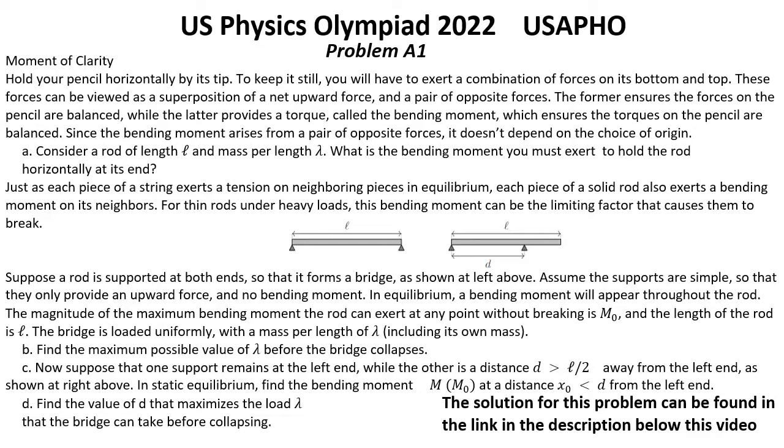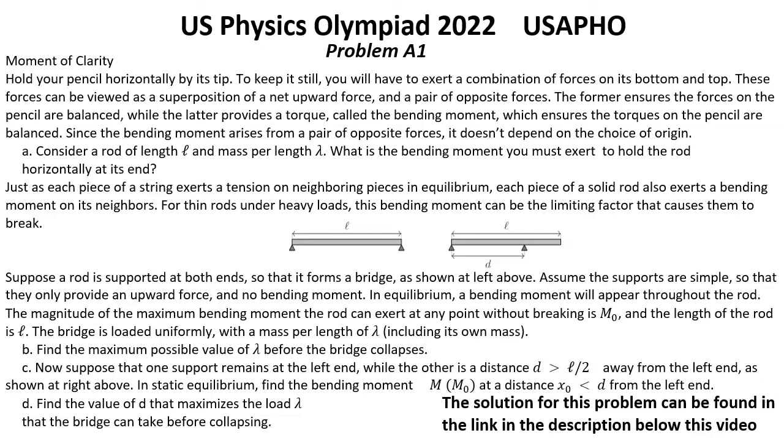US Physics Olympiad, year 2022, USAPHO, final round. This examination had two parts. Part A had 3 problems for 90 minutes, and Part B also had 3 problems for 90 minutes.